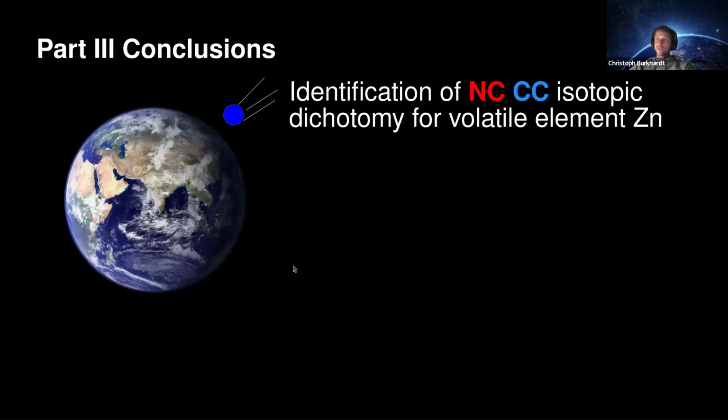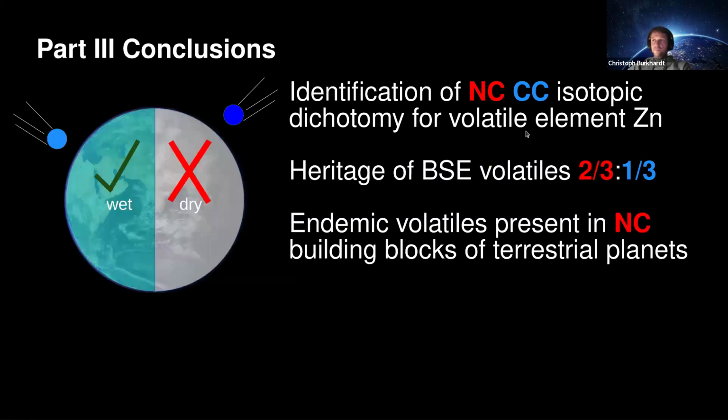Okay, to finish off, we made use of these isotopic anomalies in the volatile element to figure out how much of Earth's volatiles comes from the NC and CC reservoir. And our result is that there must be endemic volatiles present in the inner solar system in the NC reservoir, in the building blocks of the terrestrial planets.